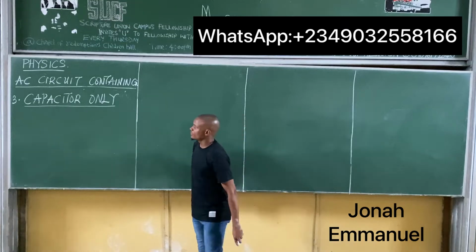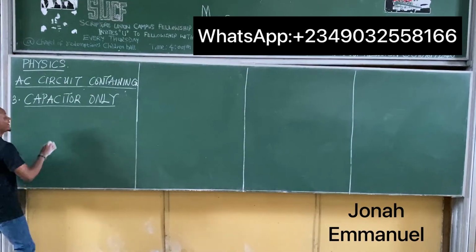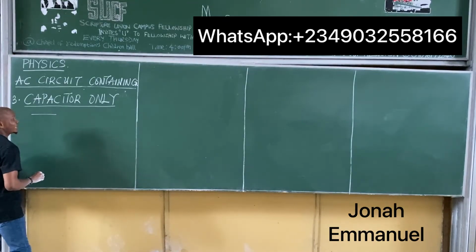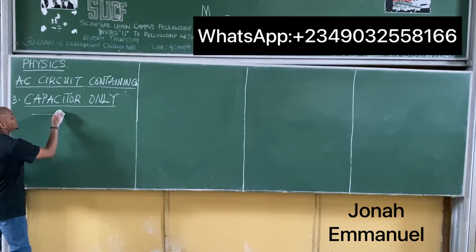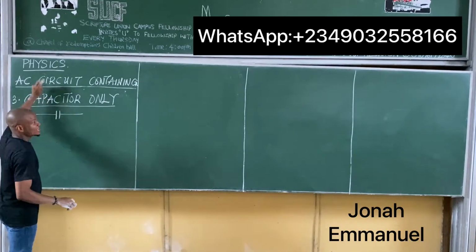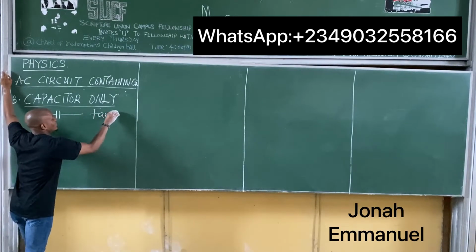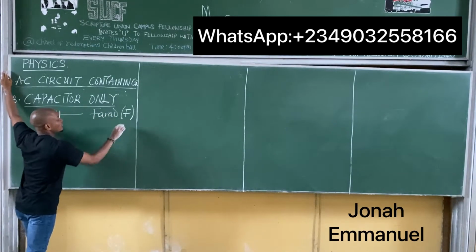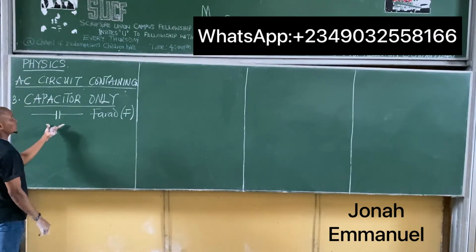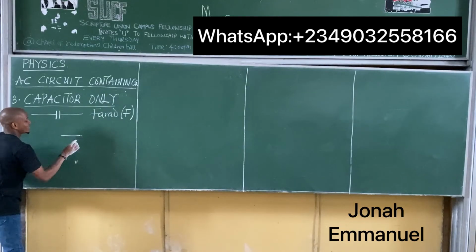Let's look at an AC circuit containing capacitor only. We said a capacitor is a device for storing electrical charges. The circuit symbol for a capacitor is this one here. The unit for capacitance is the farad, F. So let's look at the AC circuit having capacitor only.